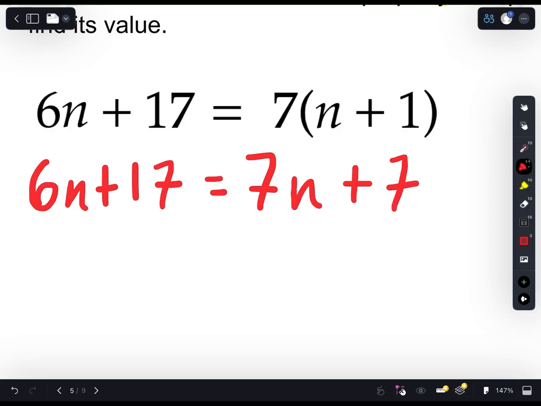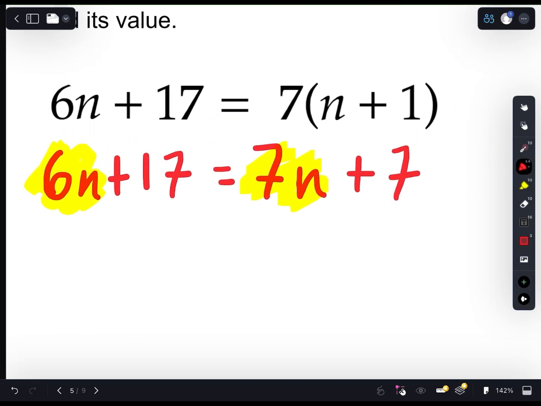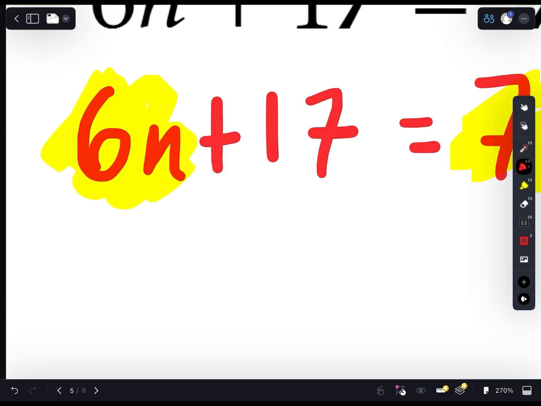Obviously, when you have a variable, you want to get the variables on the same side, and you want to get your whole numbers on the same side. So what can I do here? I will take my 6n and I will put it on the other side. So that means I'm going to get rid of it on this side.